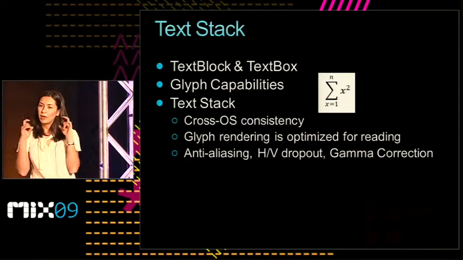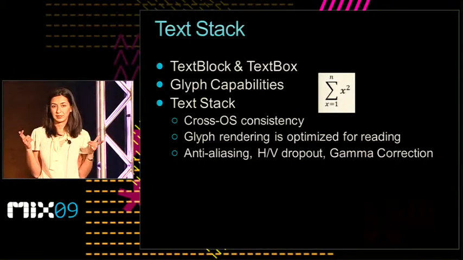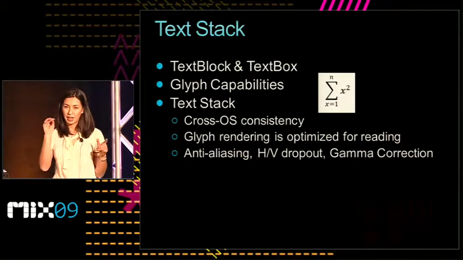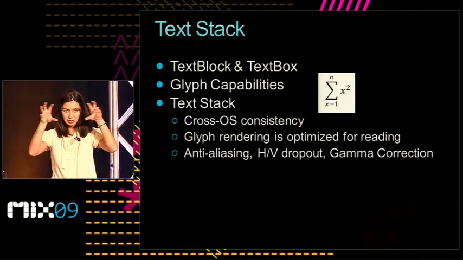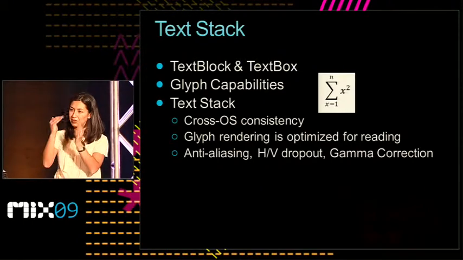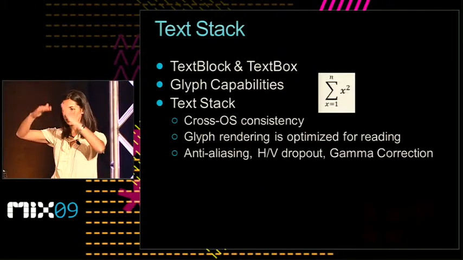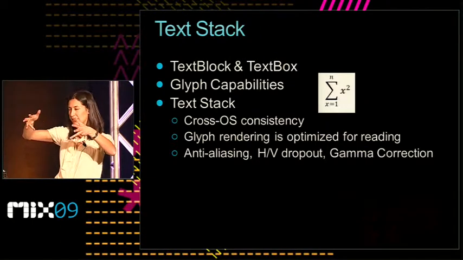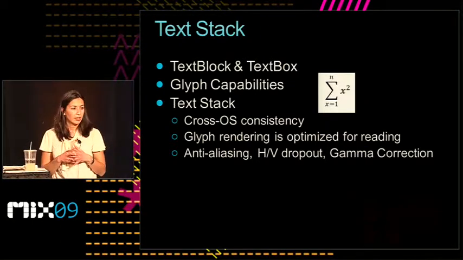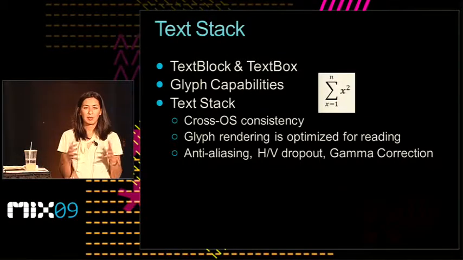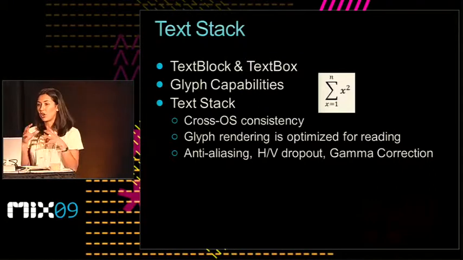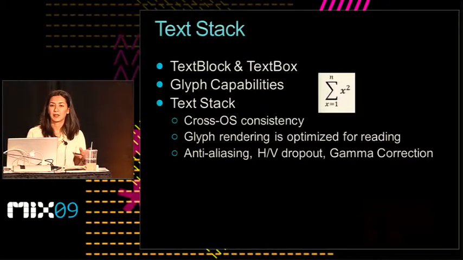And we optimize the rendering for legibility, which means that we do three, four steps every time that you move the text onto a different pixel location. So we do anti-aliasing based on the pixel location, the horizontal and vertical dropout to further refine the glyph, and then gamma correction. And I think we announced a couple of other text enhancements in Silverlight 3, which all are going to make it a little bit more expensive.